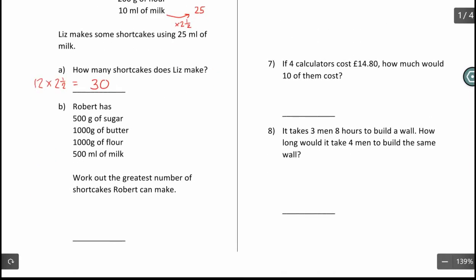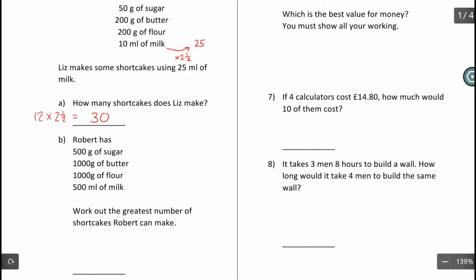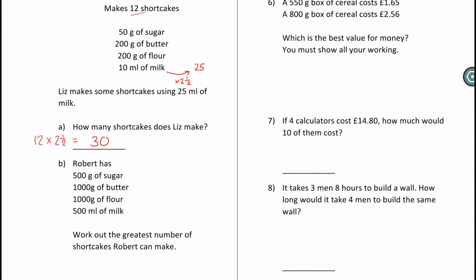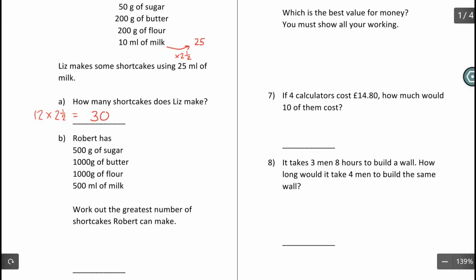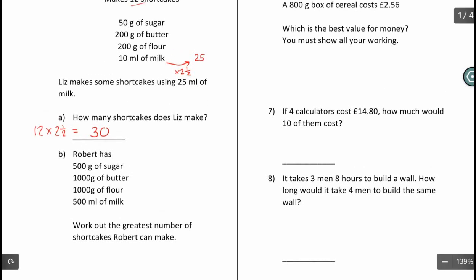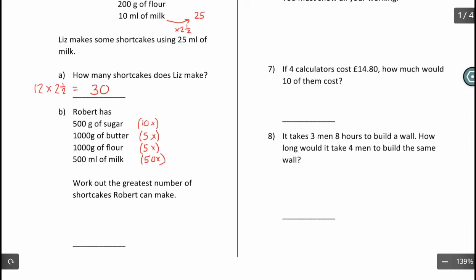Robert's got those ingredients. What is the greatest number of shortcakes Robert can make? Okay, so there's a question very similar to this in the pack. We need to find the limiting ingredient. So having 500 grams of sugar is way more than is needed, because only 50 grams needed, so that means it would enable him to make 10 times the recipe amount. He's got enough butter to make 5 lots of the recipe. He's got enough flour to make 5 lots of the recipe. And he's got enough milk to make 50 lots of the recipe. So the limiting ingredients here are butter and flour.